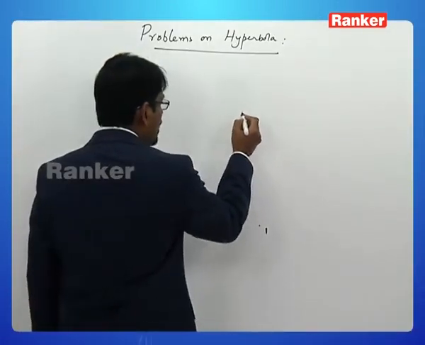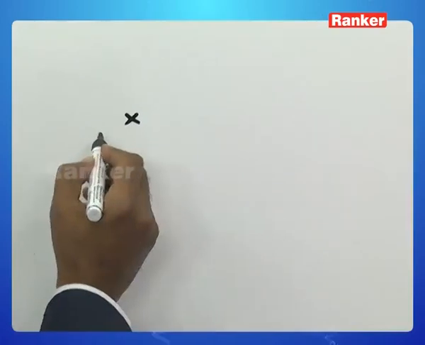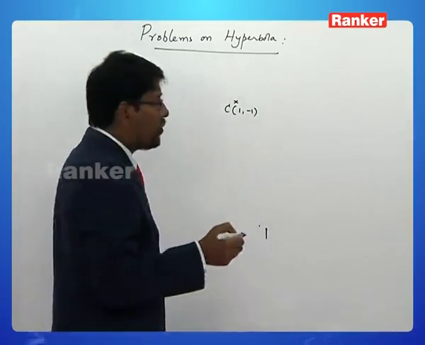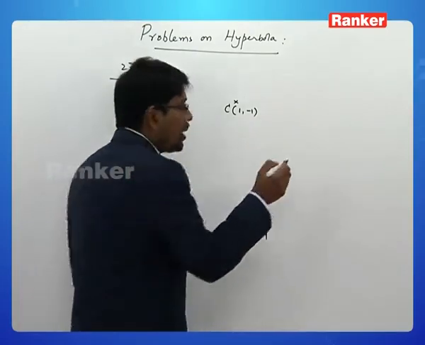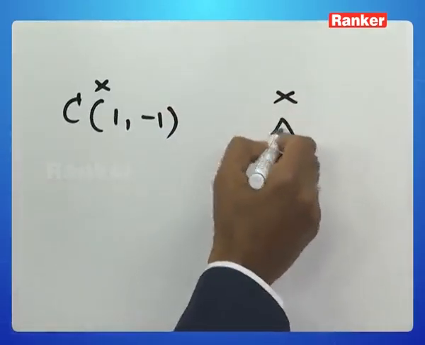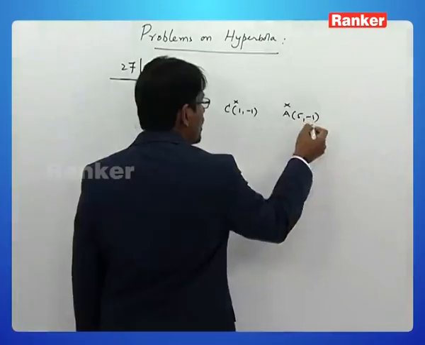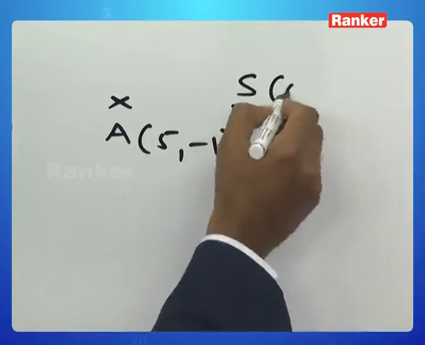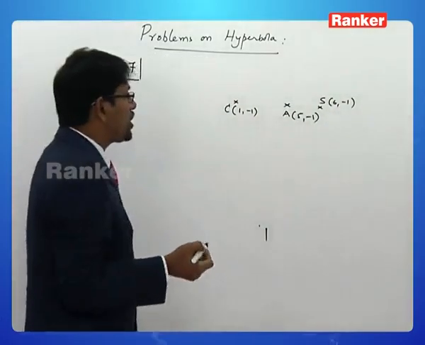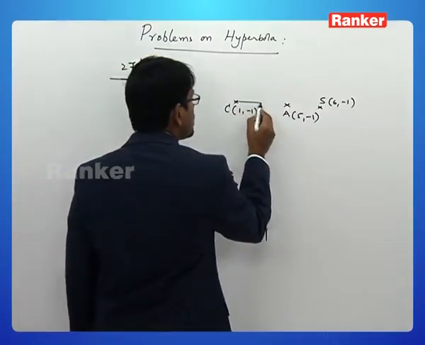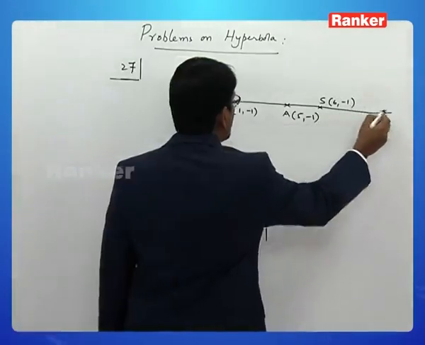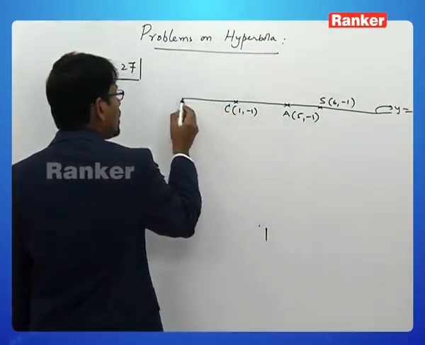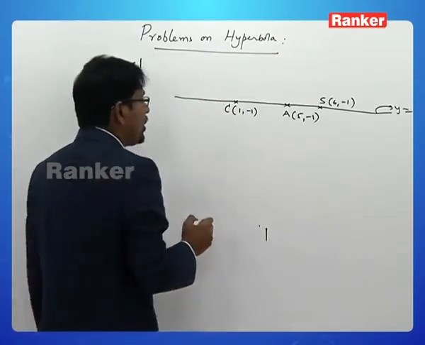We are given that the center is (1, -1) and one vertex is (5, -1). Let's say A is (5, -1), this is a vertex, and the focus is (6, -1). We observe that all of them are on the line y = -1.